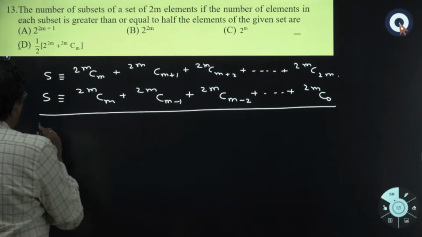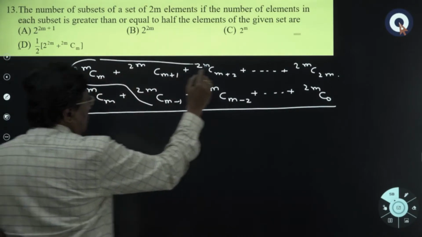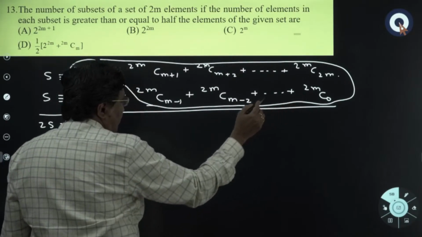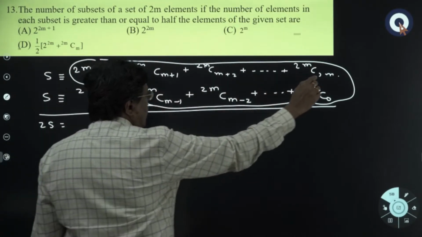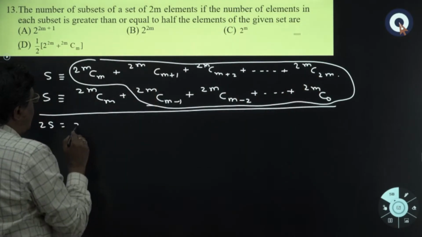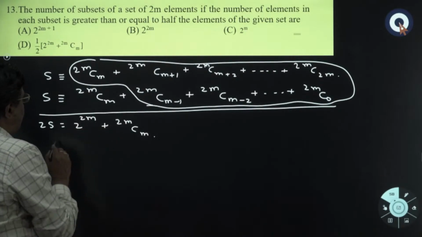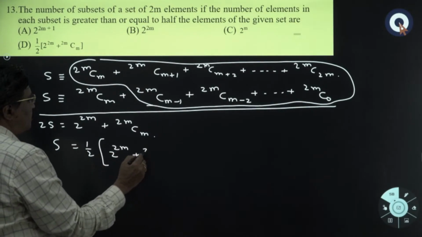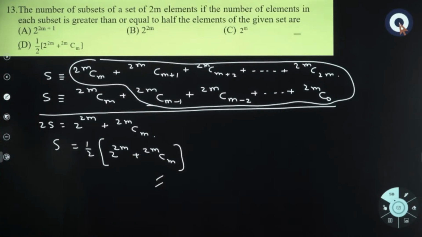So if this sum is S, just add like this. Let us add 2mC0 plus 2mC1 and so on, 2mC(m minus 1), 2mCm, 2mC(m plus 1) and so on up to 2mC2m. This value is 2 power 2m plus 2mCm. So S is equal to half into (2 power 2m plus 2mCm). So our required answer is half into (2 power 2m plus 2mCm). That becomes option D.